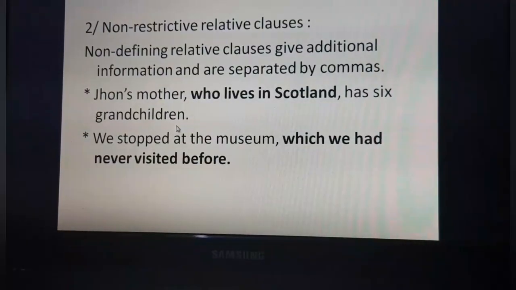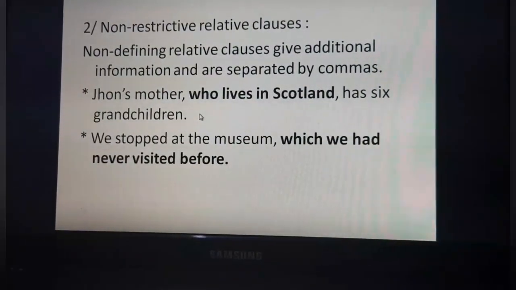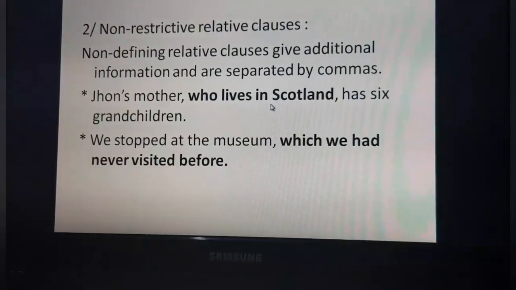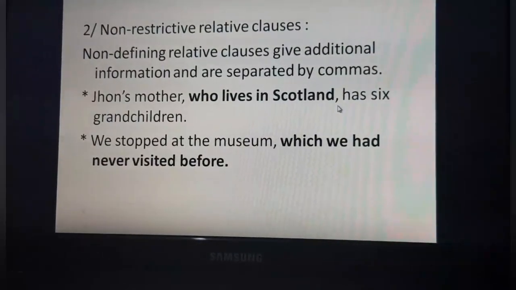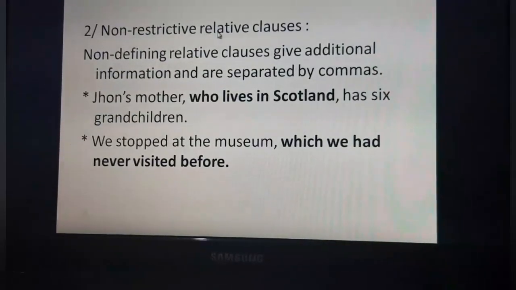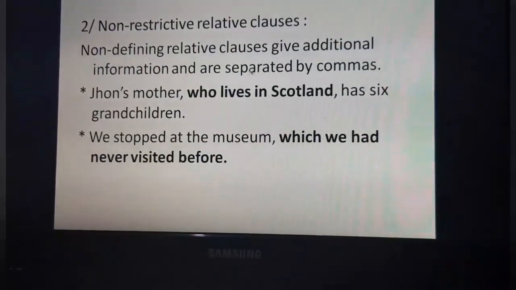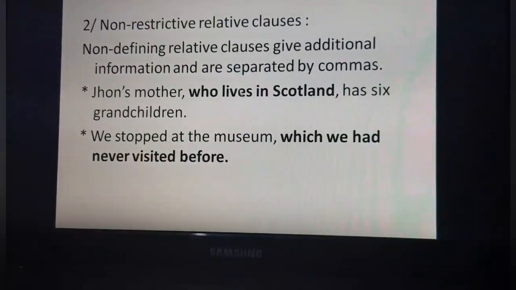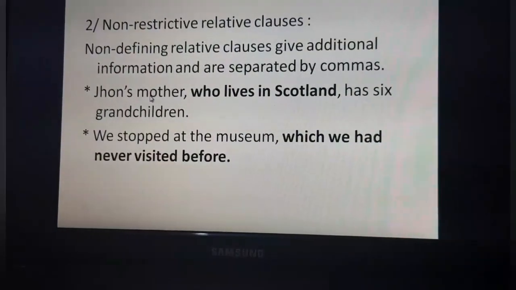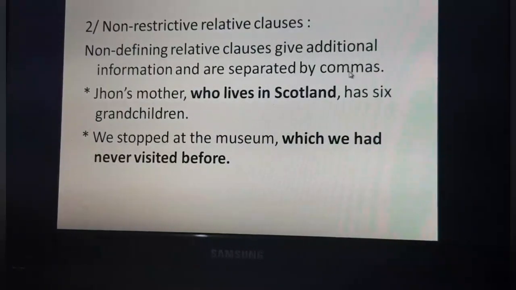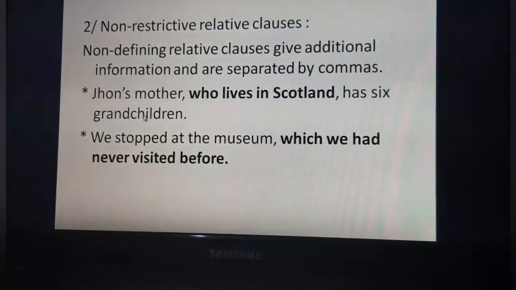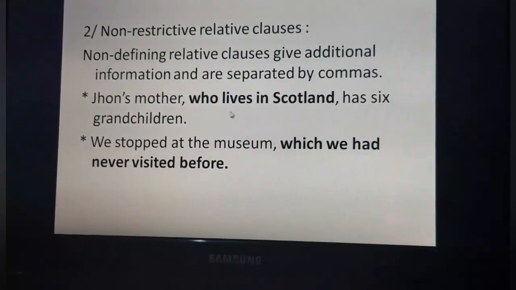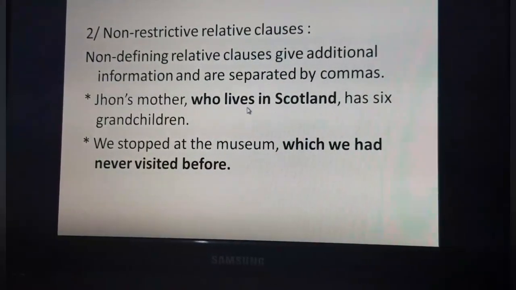For example, John's mother who lives in Scotland has 6 grandchildren. What is the relative clause here? Yes, it is who lives in Scotland. Who lives in Scotland is called non-restrictive relative clause. Why? Because it gives us additional information about John's mother. Then we know that John's mother has 6 grandchildren. Okay. But what we don't know is that she lives in Scotland.